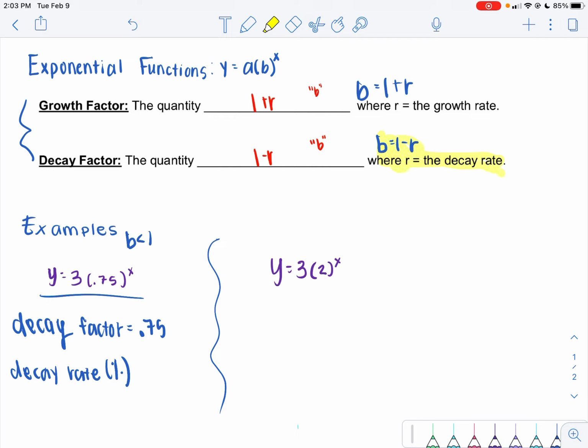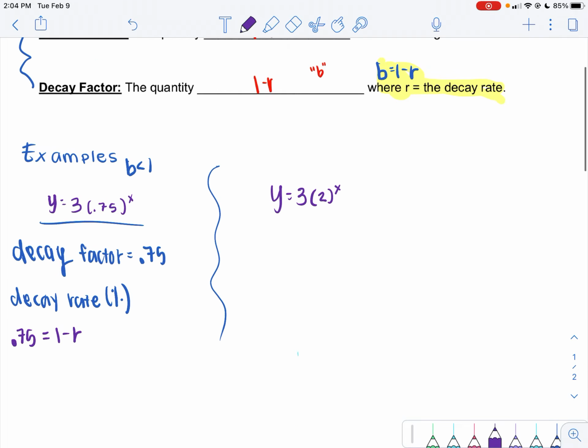Okay, the decay factor b equals 1 minus r, where r is the decay rate. So we could say that b equals 1 minus r. Well, b is 0.75. So 0.75 equals 1 minus r. Then we just solve for r, solving equations. So we could subtract 1 from both sides. And we get negative 0.25 equals negative r.